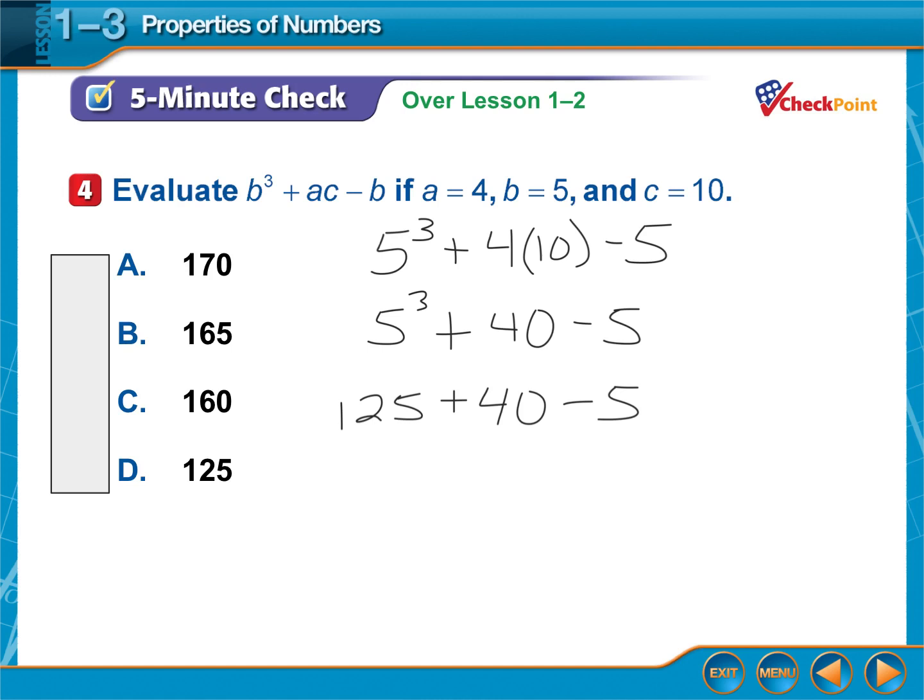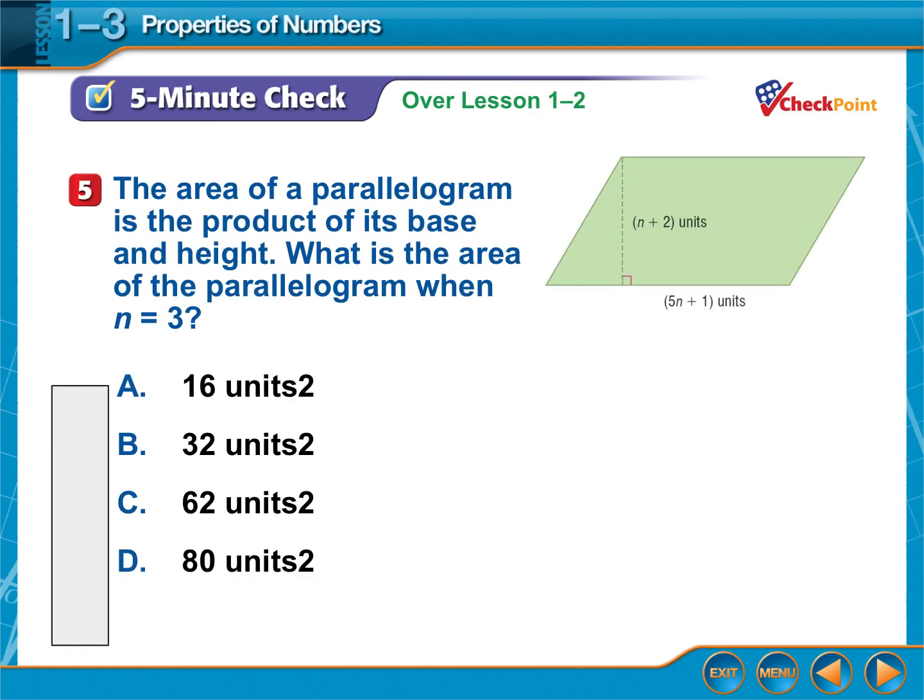Do I do 125 plus 40 or 40 minus 5 first? Because we have to go left to right. What's 125 plus 40? 165 minus 5. 160. Any questions over PEMDAS before we move on? No? Okay.